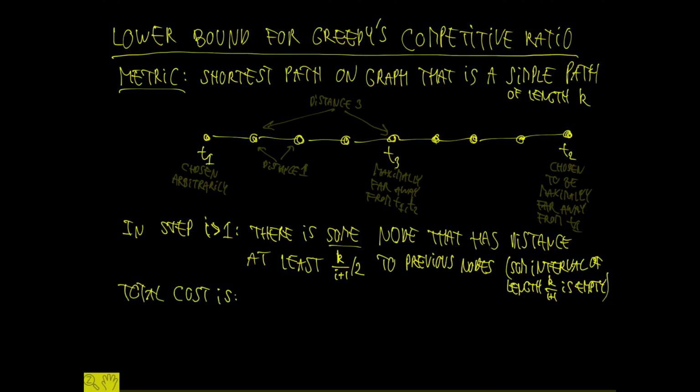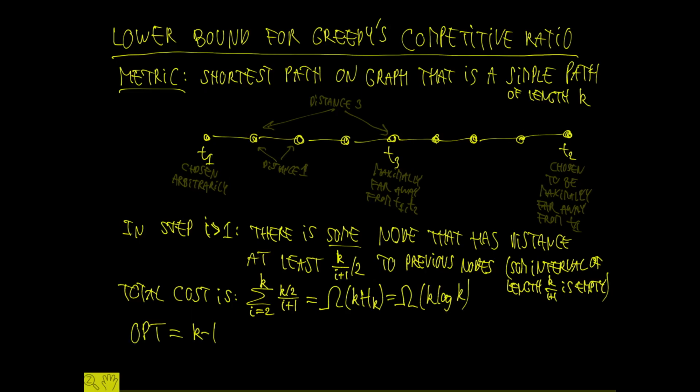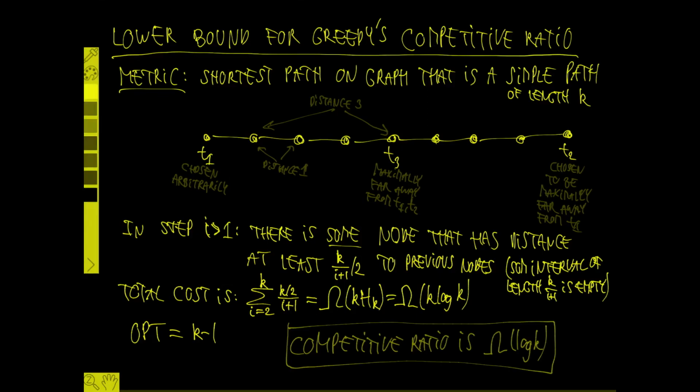So this means that the total cost is at least the sum of these distances, which is k times the kth harmonic number, which is omega of k log k. On the other hand, opt is clearly just including the edges of the path, which have total weight k minus 1. So the ratio between these two is omega of log k.